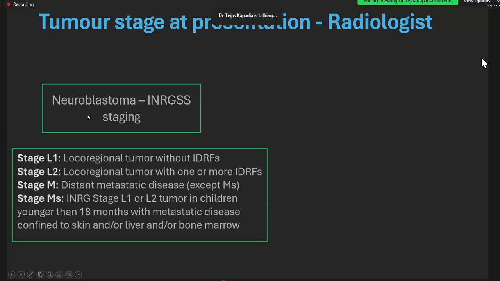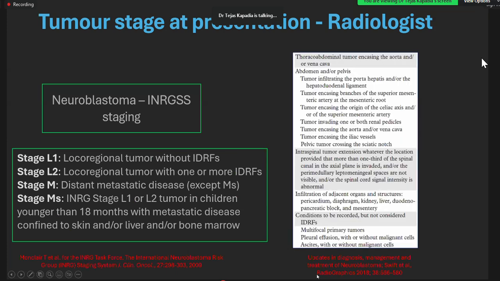And for neuroblastoma it is the International Neuroblastoma Risk Group Staging System, where L1 is loco-regional and IDRFs means image-defined risk factors. So for every body part, there are different IDRFs for neuroblastoma, and this is just an example to show you mainly the abdominal IDRFs.